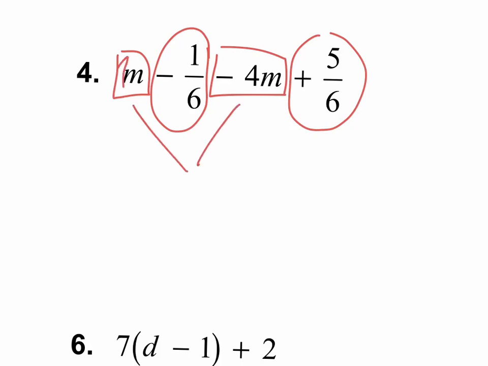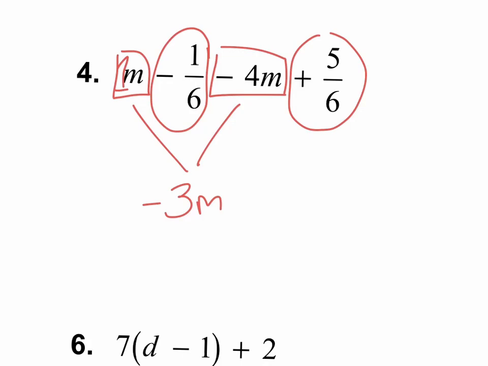We combined our boxes, so negative 4m and positive m. If there's nothing in front of that m, it is understood there is a 1 in front of that m. So negative 4m, positive 1m. Opposite signs we subtract, so I get 4 minus 1, which is 3. Another way of thinking of this, if I have 4m and I take 1 away, that would be 3m. And you keep the negative because 4 is bigger than 1.